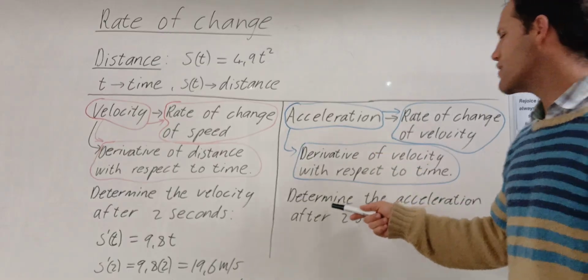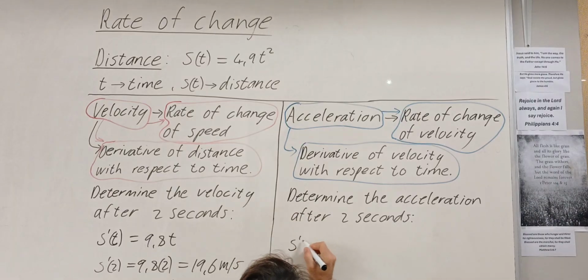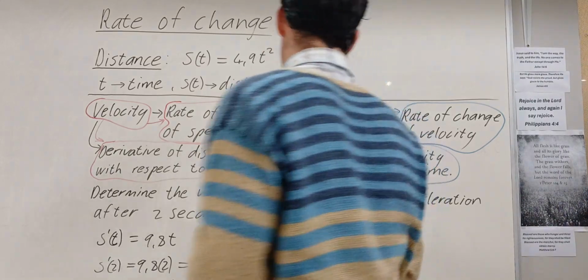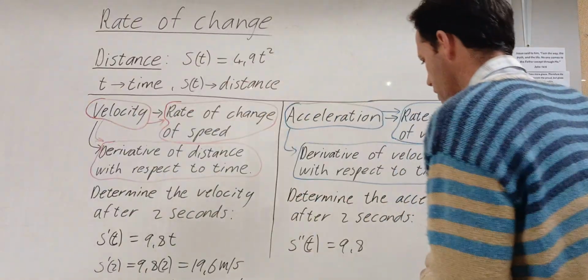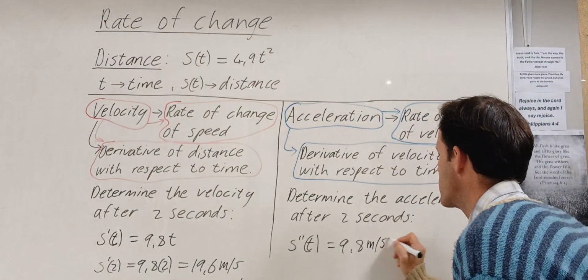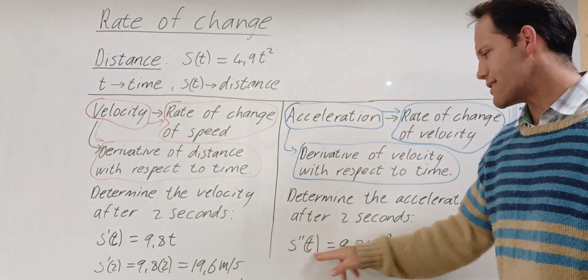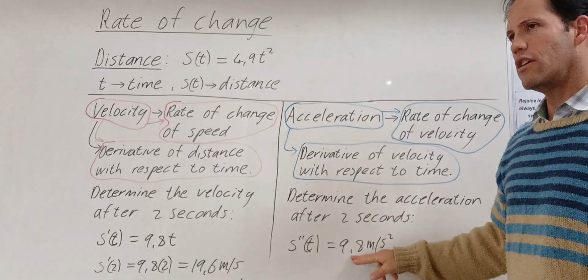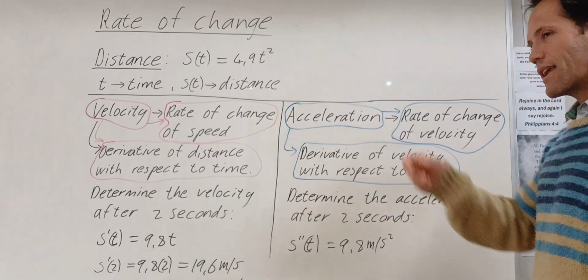Okay, so if they say determine the acceleration after 2 seconds, you must now say the double derivative would just be 9,8. Okay, that's a double derivative. Okay, 9,8. And then there's no t. So it's 9,8 everywhere. And that's meters per second squared. Why doesn't it change? If you put in 3, it doesn't matter, because there's no t, you can't put it in. So it's going to stay 9,8 the whole time because this is acceleration.